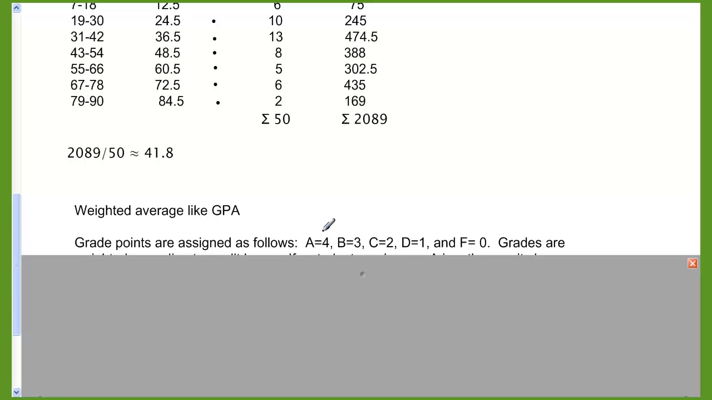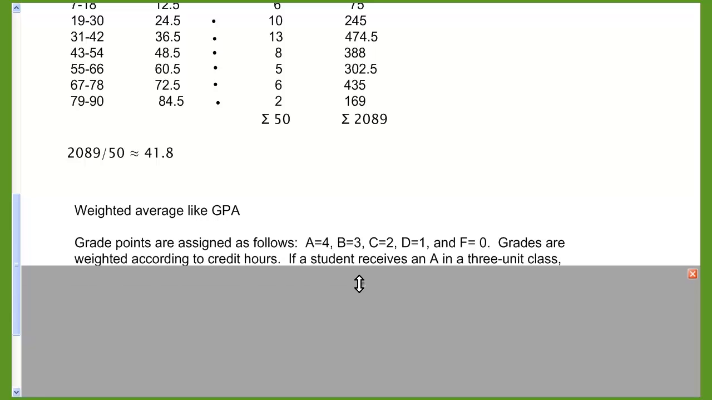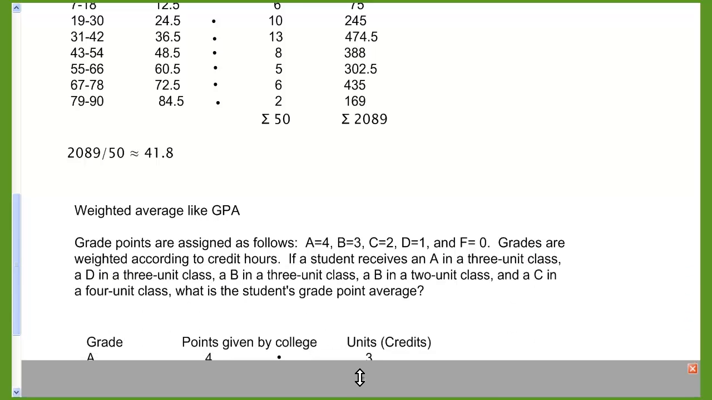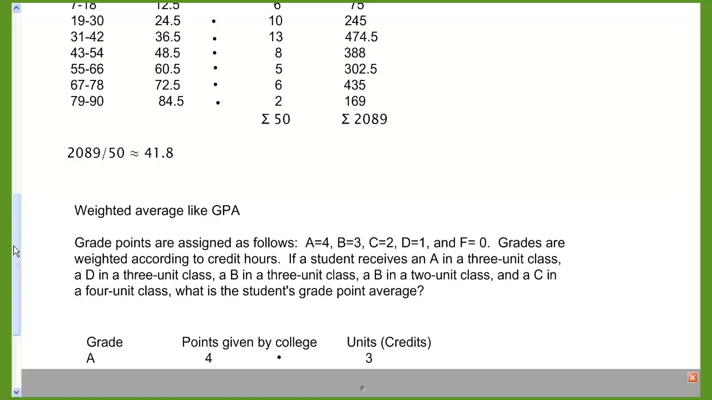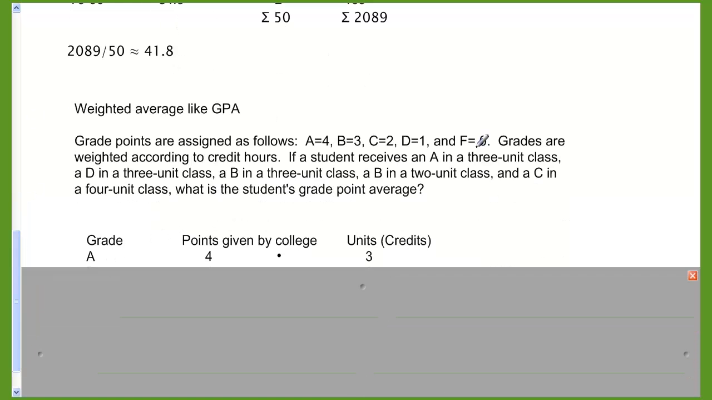So you're told what the college gives for each letter grade. A is 4 points, B is 3 points, C is 2 points, D is 1 point, and F is no points. And then you look at the grades that the students receive and the units that you receive for each class. So if you have an A, and we're going to go down here and look at this so you can see this. If you have an A, you'll have 4 times your A is worth 4 points given by the college, and you get 3 units for that, so you're going to get a 12 for this.